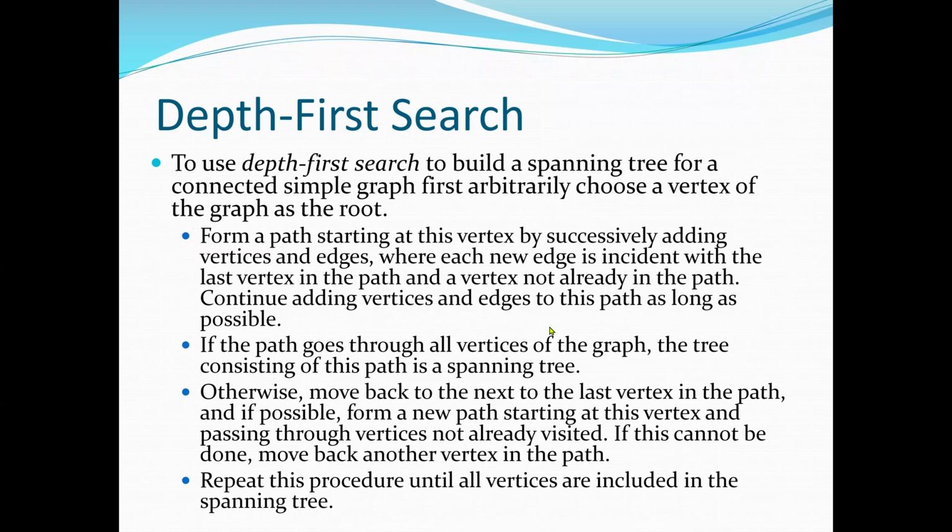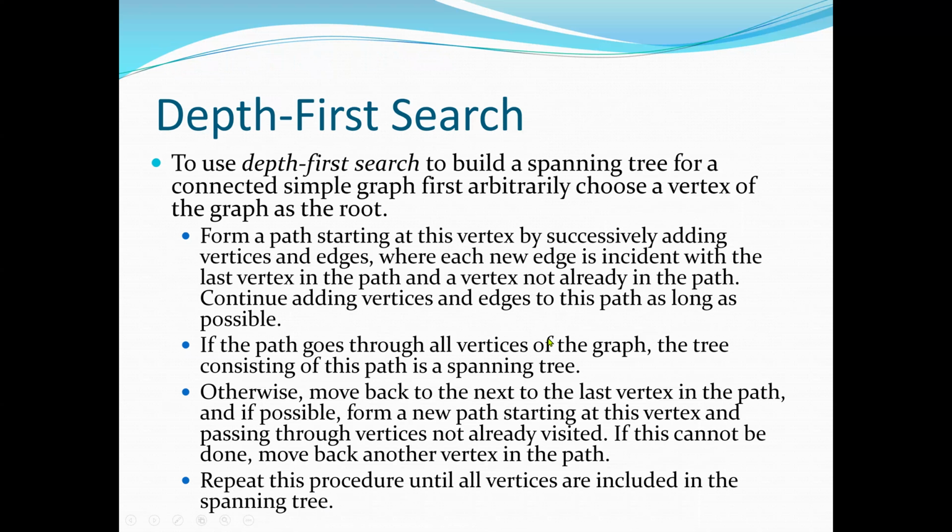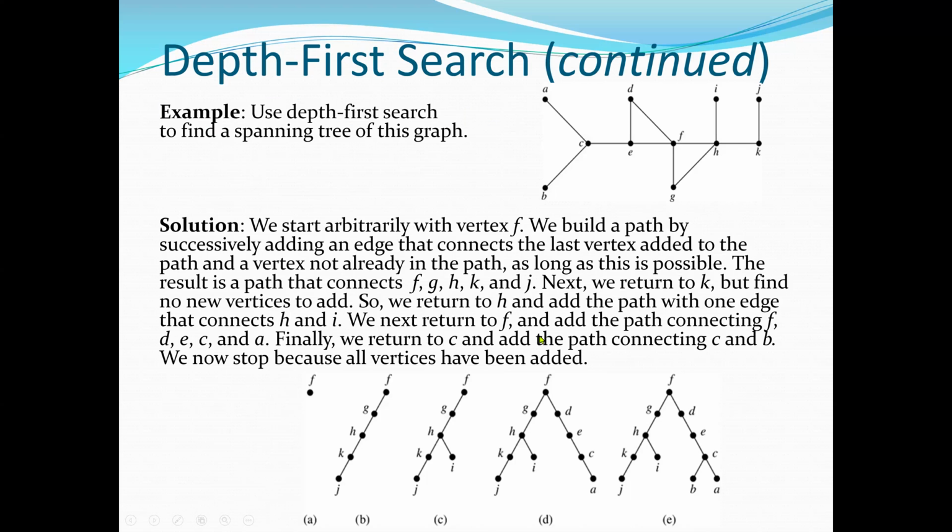So we said, if we have a graph, let G be a simple graph. A spanning tree of the graph is a subgraph of G that is a tree containing every vertex of G. That's it. And we know the definition of a tree means we need to have a root and we cannot visit the same vertex twice, which means we can go down and come back up again. So again, that's the solution here for the depth-first search algorithm.